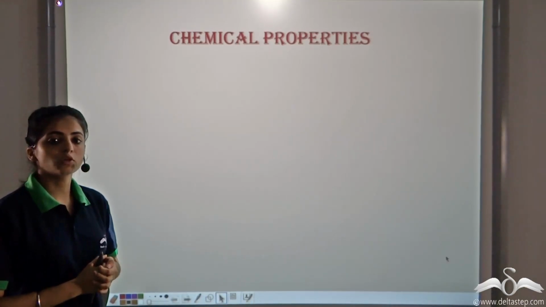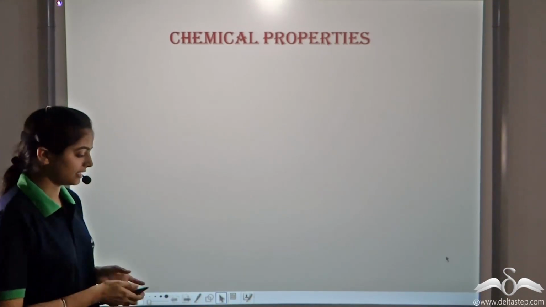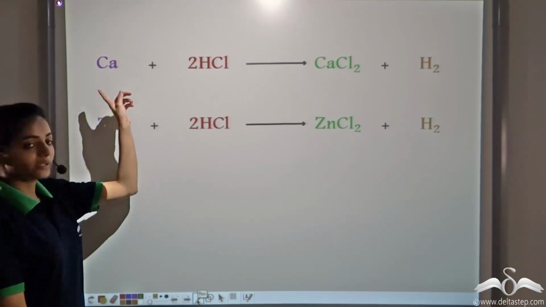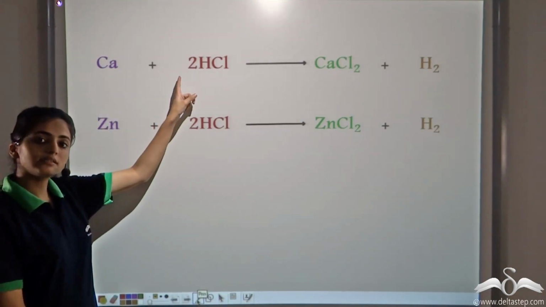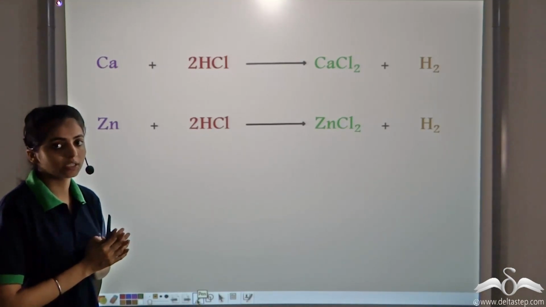Let's see the reactions of HCl. That is, let's study the chemical properties of HCl. When a metal reacts with an acid, it forms the corresponding salt and releases hydrogen gas.